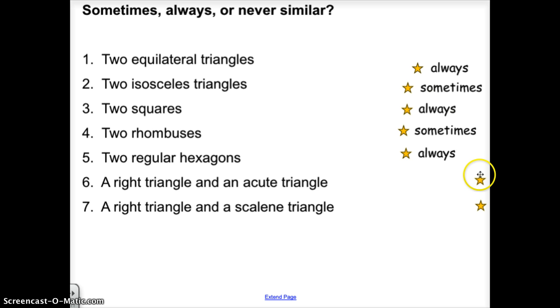A right triangle and an acute triangle are never similar. And a right triangle and a scalene triangle, depending on the angle measurements, they could sometimes be similar. Finish up now by answering questions 10 through 12 on your sheet. Bring them in with any questions tomorrow.